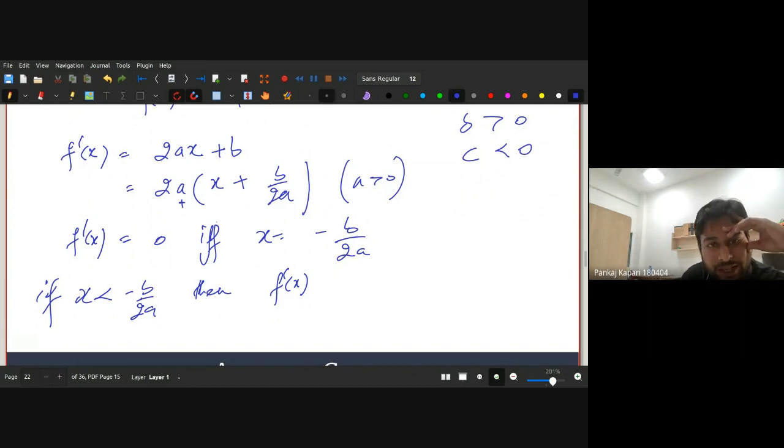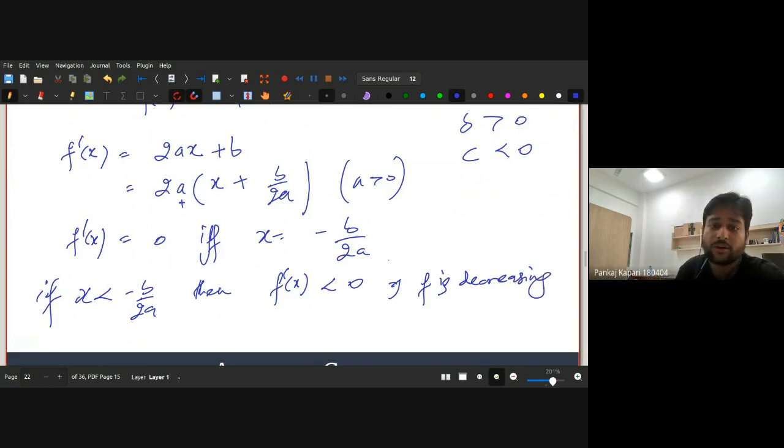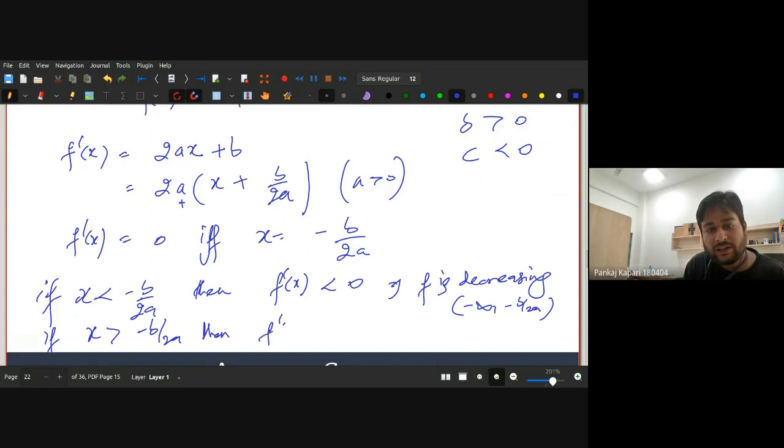So if x is less than minus b over 2a, the sign of the derivative is negative, and that says that f is decreasing in the interval minus infinity to minus b over 2a. Conversely, if x is bigger than minus b over 2a, then the derivative is positive, and that implies that f is increasing.